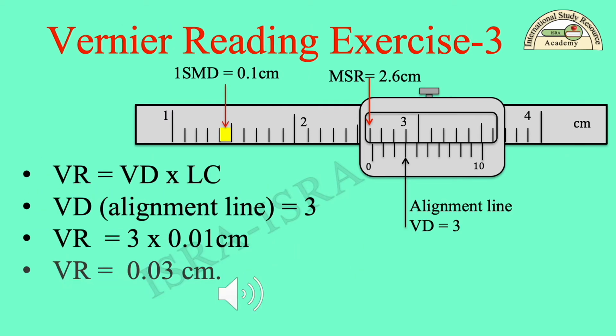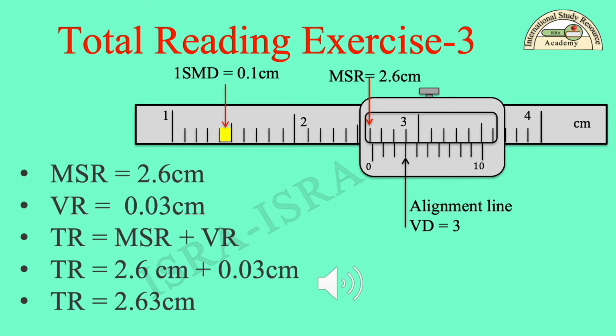Vernier reading exercise 3. Vernier reading VR is equal to VD alignment line times least count. VD alignment line is equal to 3. VR is equal to 3 times 0.01 cm. Therefore, VR is equal to 0.03 cm. Total reading exercise 3. MSR is equal to 2.6 cm as shown from the diagram.